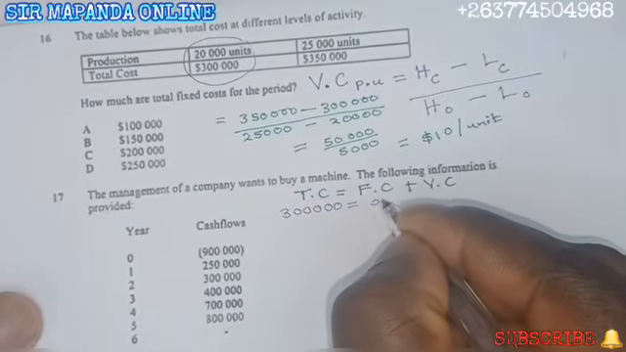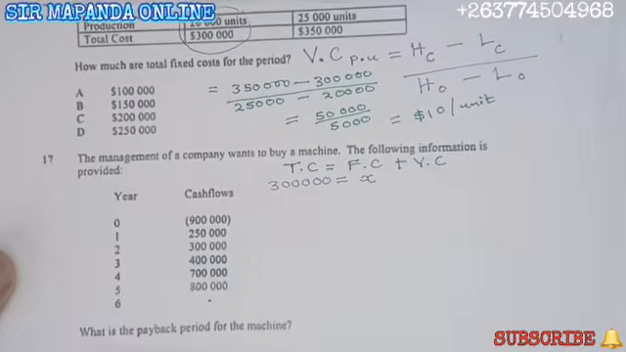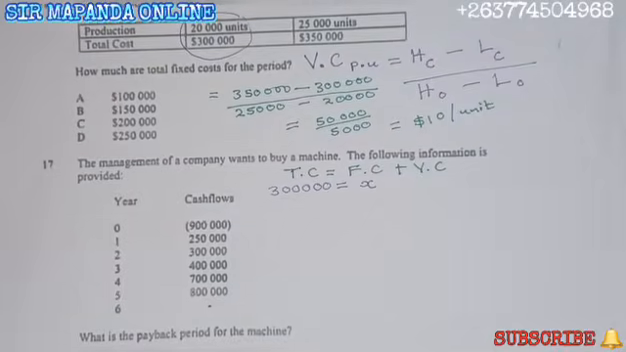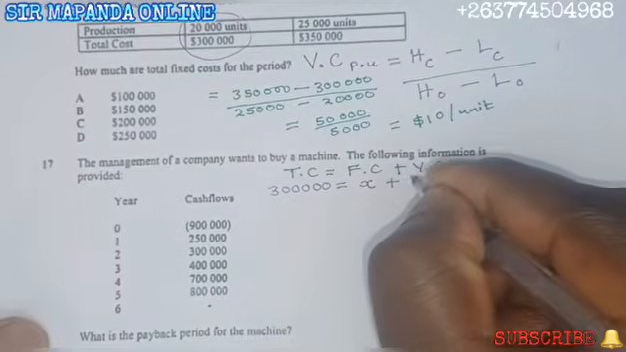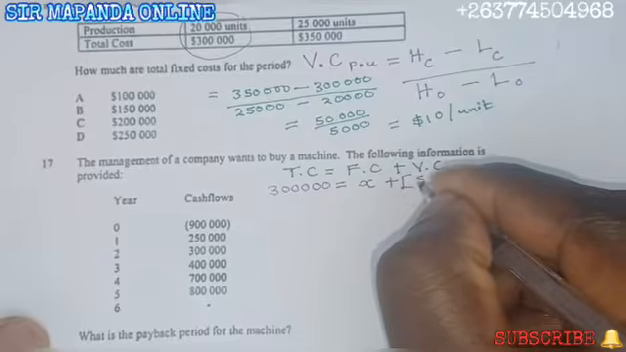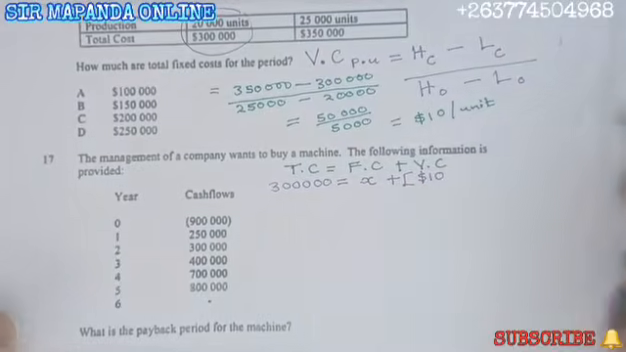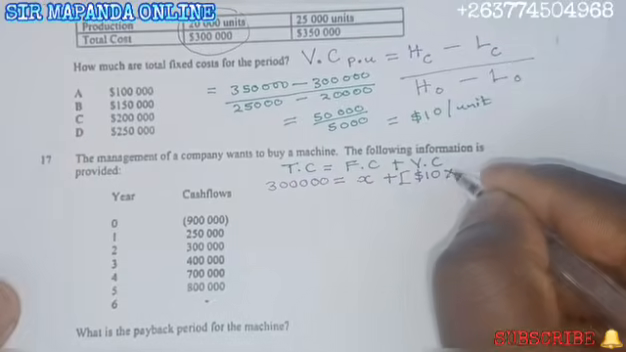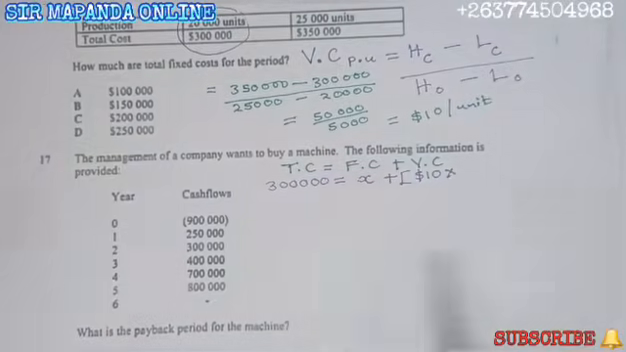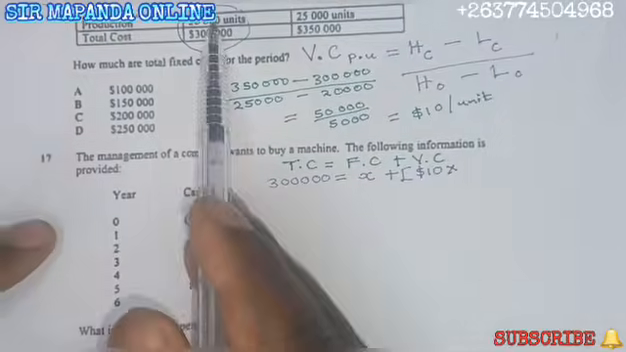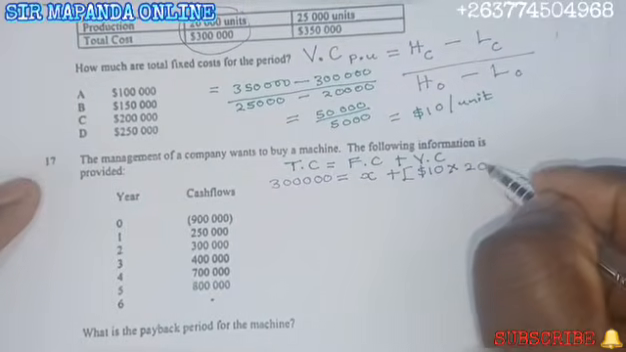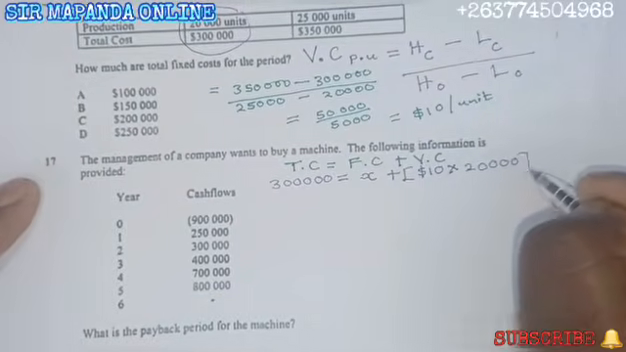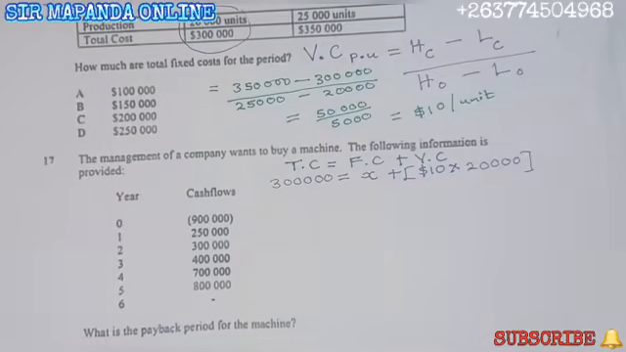Let fixed cost be represented by X. Remember, fixed cost is the unknown. Then the VC is going to be calculated by using the $10 per unit calculated using high-low. Then multiply this $10 with the corresponding output of 20,000. I hope you are following.